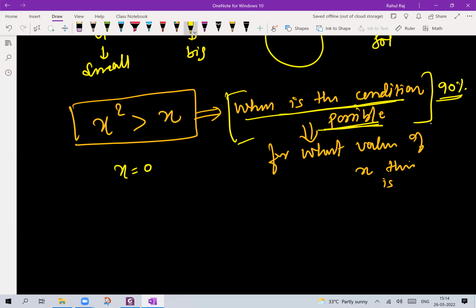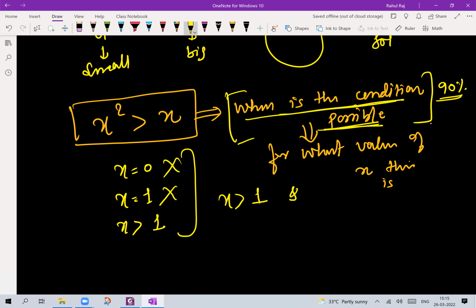it is possible? 0 square is greater than 0? No. If I put x is equal to 1, do you think it is possible? No. 1 square is not greater than 1. But you take any value greater than 1, even 1.1. 1.1 square will surely be greater than 1. Or you take x is equal to 2. So 2 square is greater than 2. Yes, it's possible. So this inequality is 100% possible for all the values of x greater than 1.